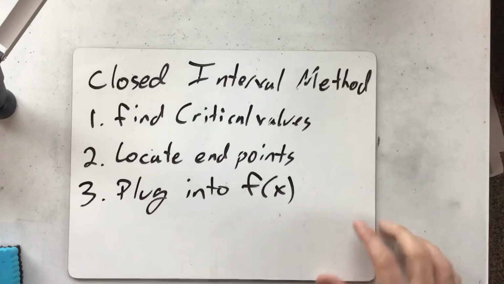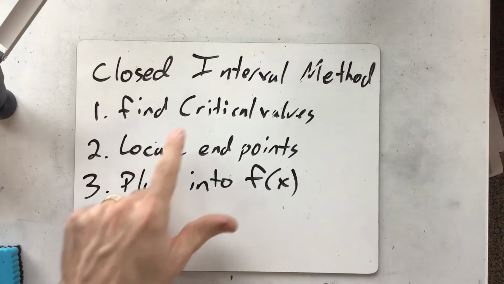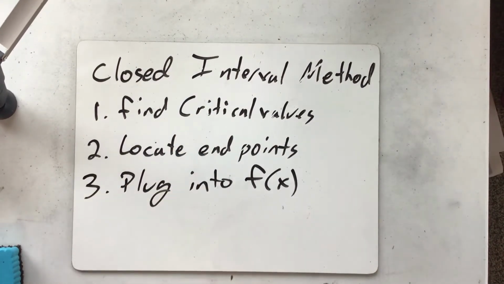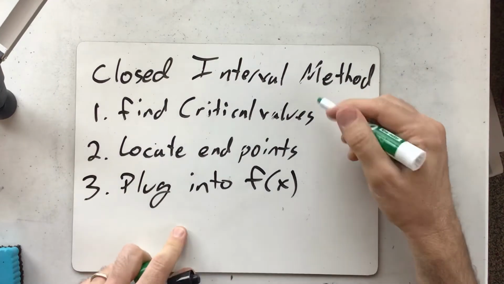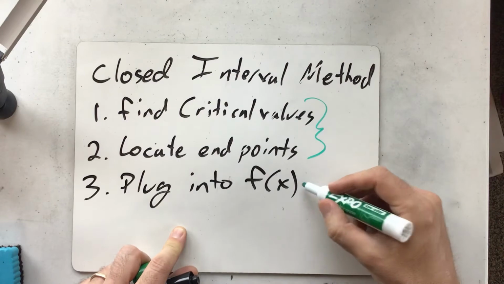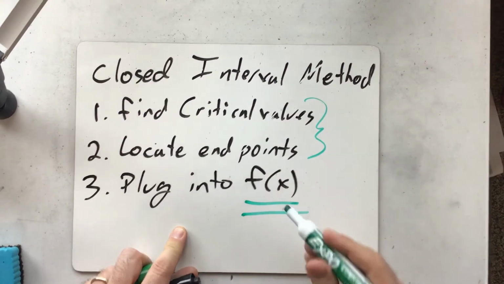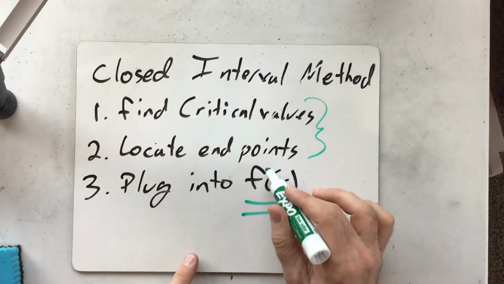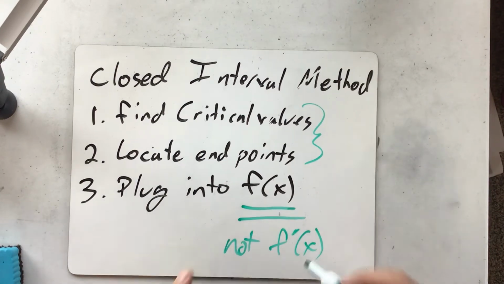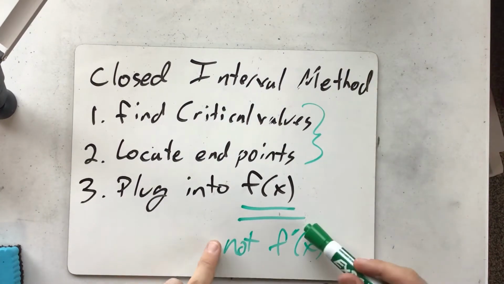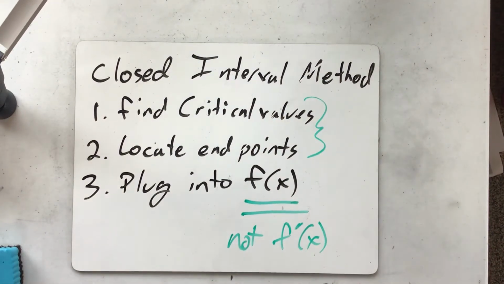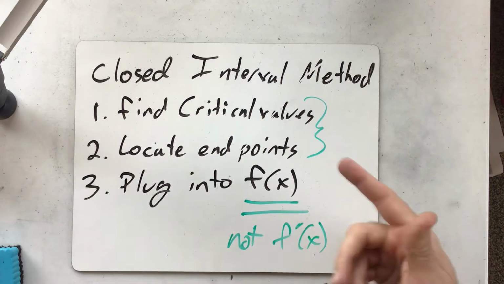And our closed interval method looks like this. We find the critical values, we locate the endpoints, and then we plug all of these, so everything that's a critical value or an endpoint, into f of x. Now, what's important is this is not f prime of x, because if we plugged the critical values into f prime of x, we would either get 0 or does not exist.